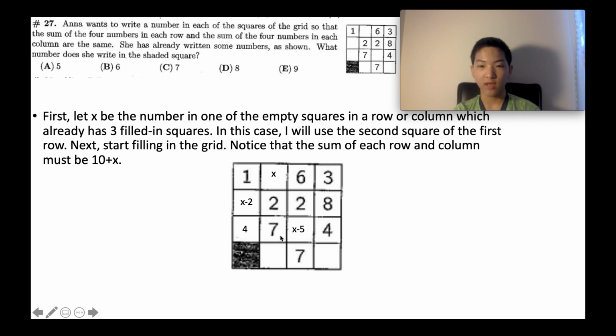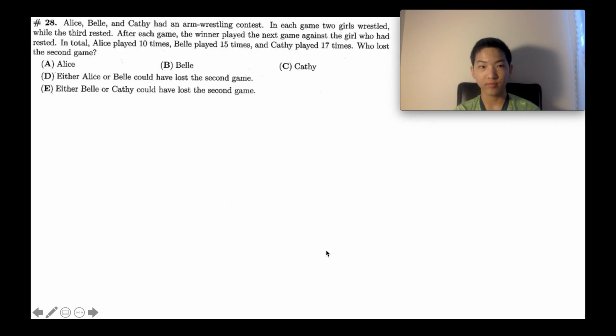4 plus 7 is 11. 11 plus x minus 5 is x plus 6. Plus 4 is x plus 10. So finally we have this final column in which we can get the black square. 7 is the value that will satisfy this column, so that its sum will be 10 plus x. So we get 7 for the shaded square C.